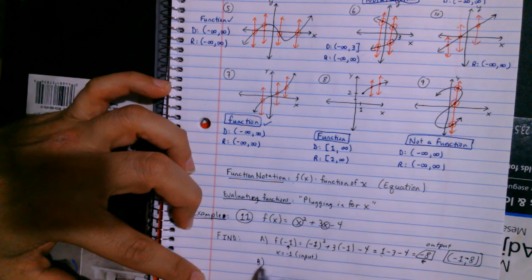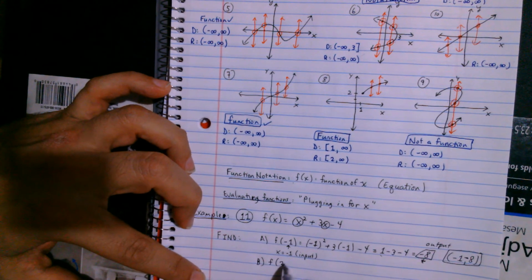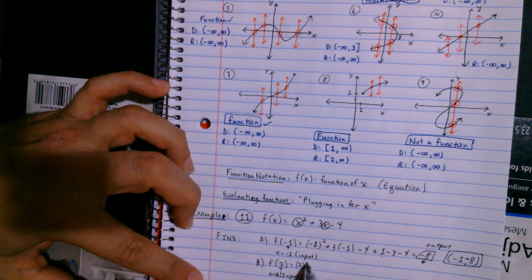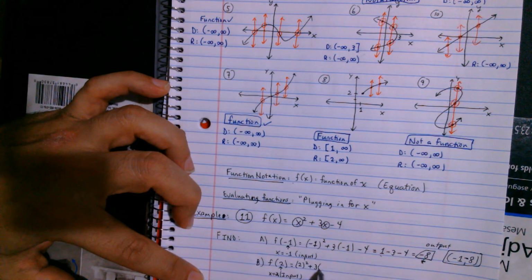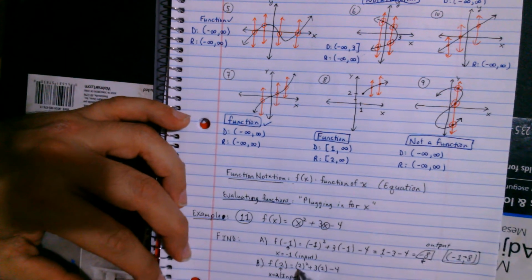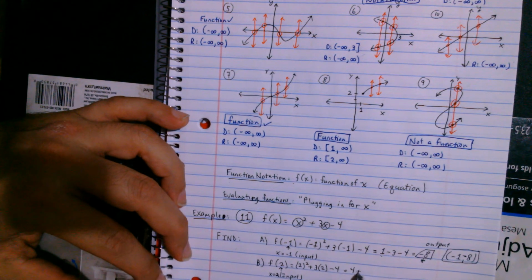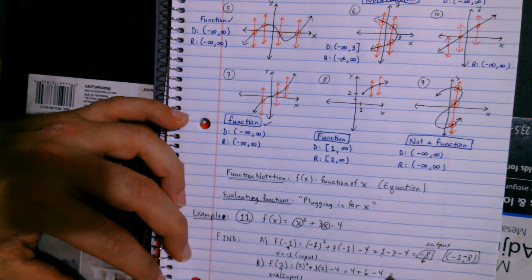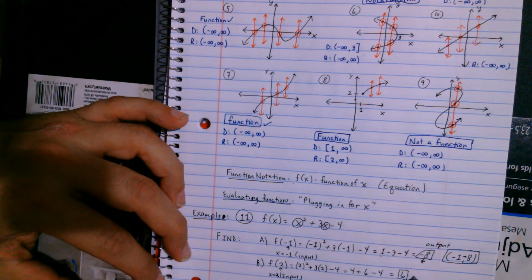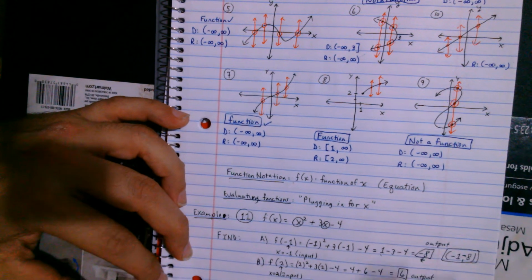Just to give you another example or two here, let's say f of 2. Again, same deal. So let me write here input. And we're using the same function. So if it was a different equation, we use a different function. If it was a different function, we have a different equation. So 2 squared is 4. 3 times 2 is 6. Minus 4. 4 plus 6 is 10. Minus 4 is 6. And that's your output.